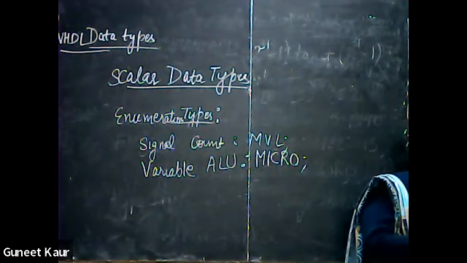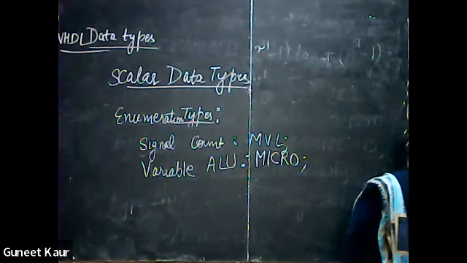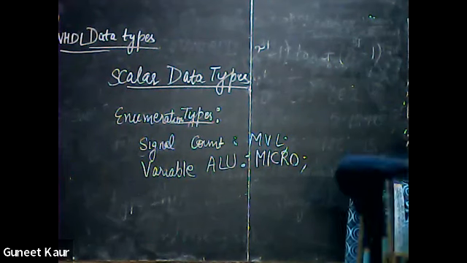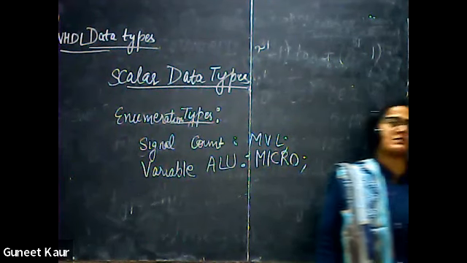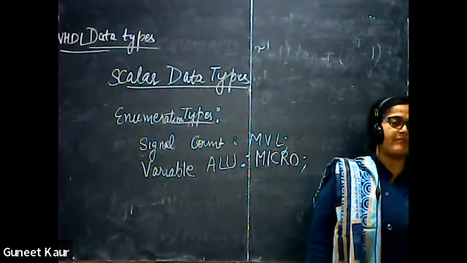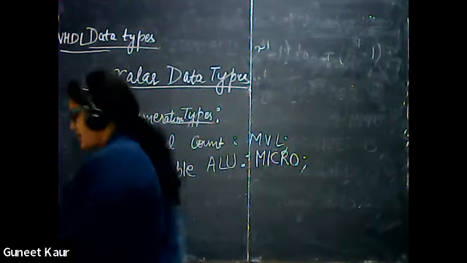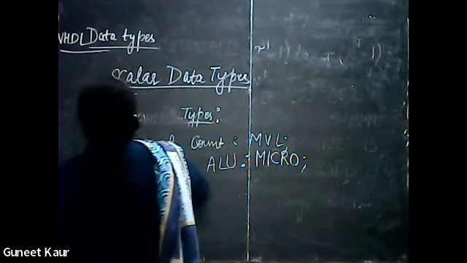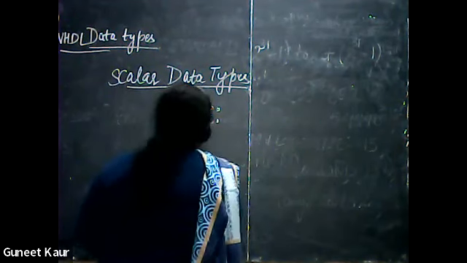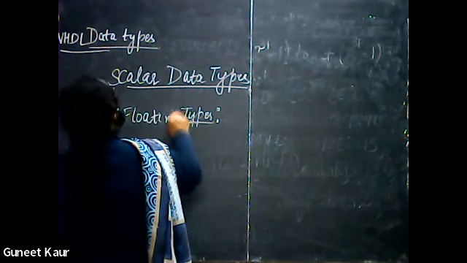Now the third type of scalar. With this we have completed two types in detail. I started with scalar. Scalar is further divided into four: enumeration, physical, integer, floating. I have covered enumeration, and second is integer. Now come on to the third. The third type is the floating type.